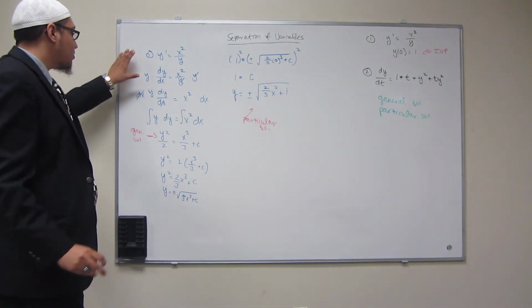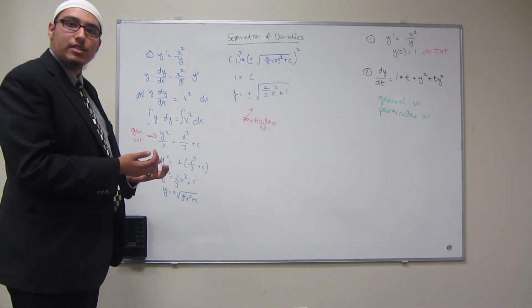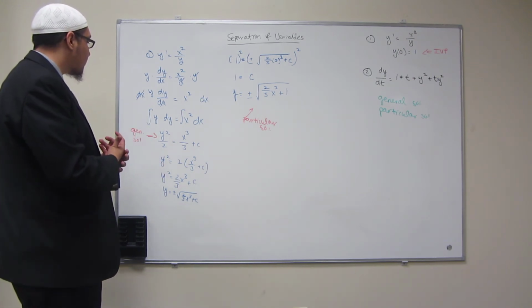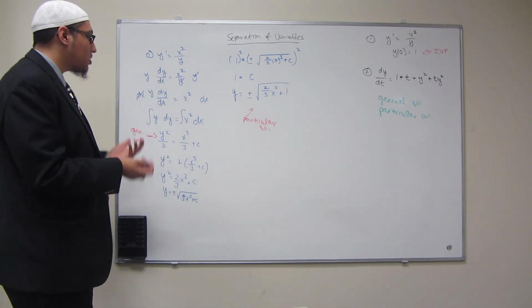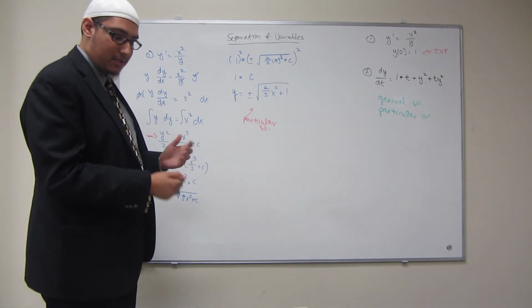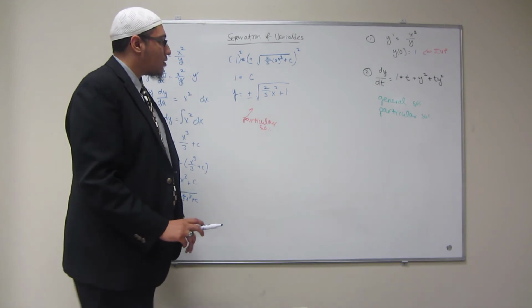Now, let's go back to see what we did. We wanted to use the separation of variables because that's usually our first method of solving these problems. Separate the y's, in other words, put the y's with the dy's, x's with the dx's, and simply integrate. Right. Now, let's go on to number 2.